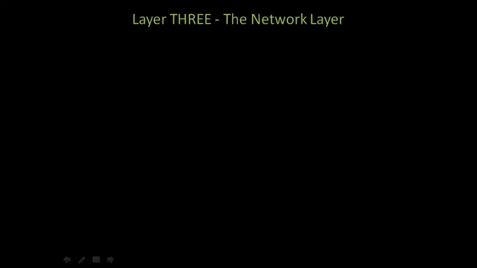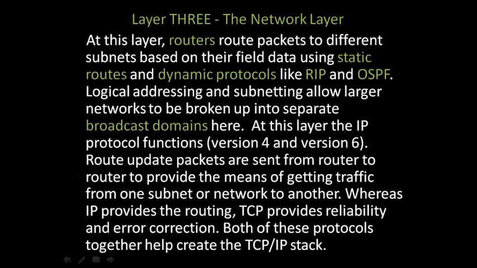Now let's examine layer 3, or the network layer. At this layer, routers route packets to different subnets based on their field data using static routes and dynamic protocols like Routing Information Protocol and Open Shortest Path First. Logical addressing and subnetting allow larger networks to be broken up into separate broadcast domains here. Note that at layer 3, broadcast domains are broken up, and at the lower layers, collision domains are broken up.